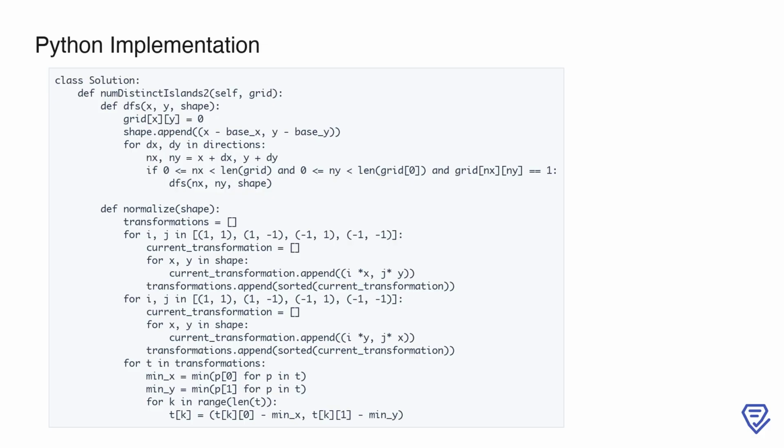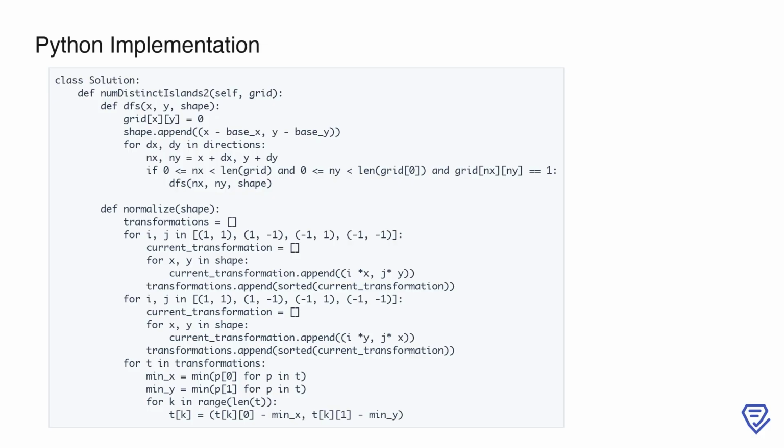Inside the DFS function, we iterate over all possible directions: right, down, left, and up, checking if the neighboring cell is within bounds and part of the island. If so, we recursively call DFS on that cell to continue exploring. Next, we define another helper function, normalize, which ensures that island shapes are stored in a consistent format. Since islands can appear rotated or reflected, we generate all possible transformations of the shape. This includes rotations, by swapping x and y coordinates, and reflections, by flipping the signs of the coordinates.